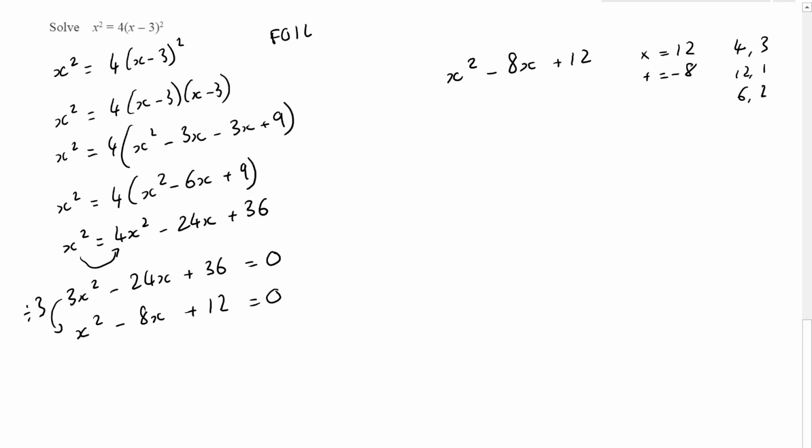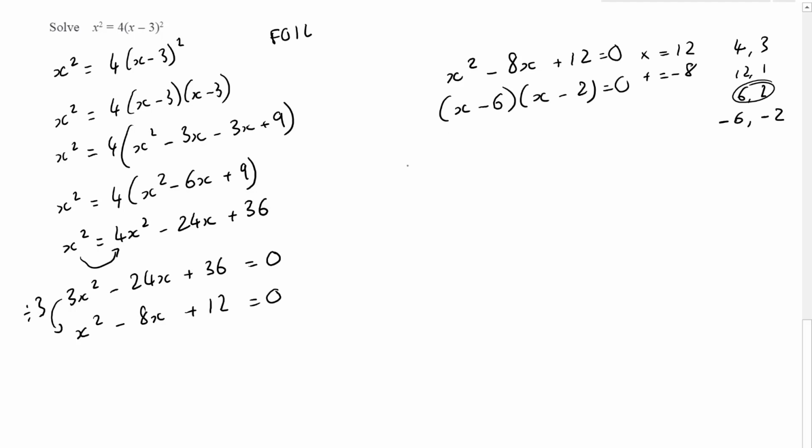Okay. Now, out of these, 6 and 2 is the one that's going to give us minus 8, but not in this state. We're going to have to change this to be minus 6 and minus 2. Now they add together to give minus 8, and when we multiply two numbers that are negative, we get a positive 12, and this is just going to become (x minus 6)(x minus 2), and that's equal to 0 here, because we're going to solve this now.